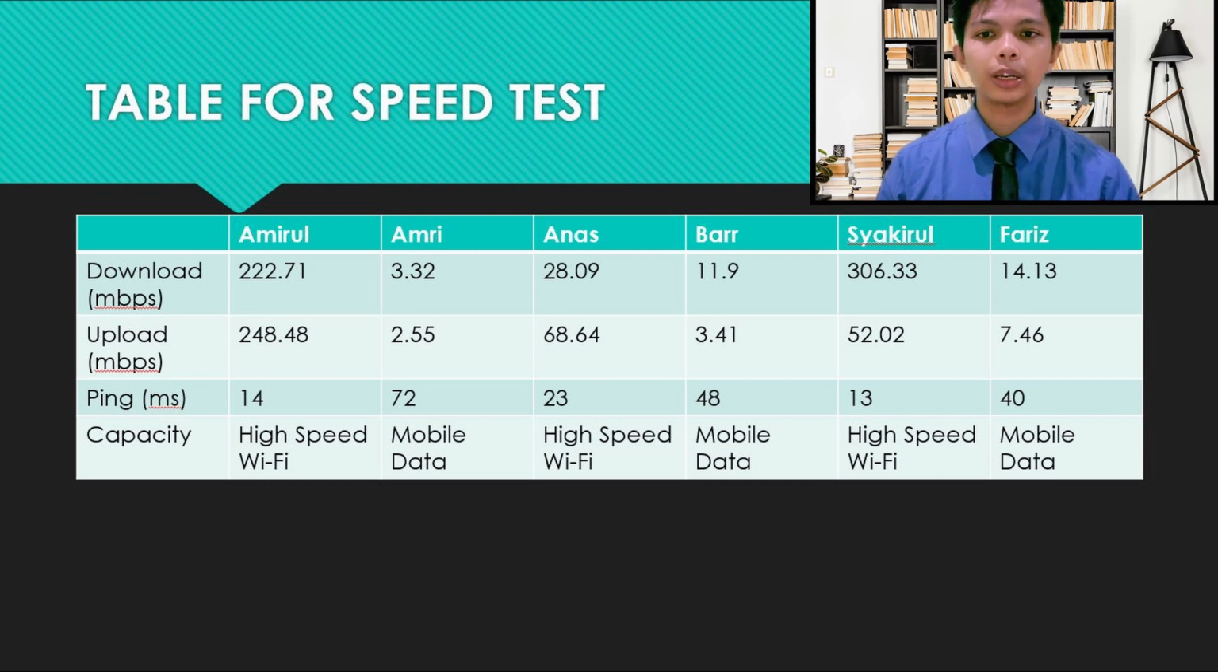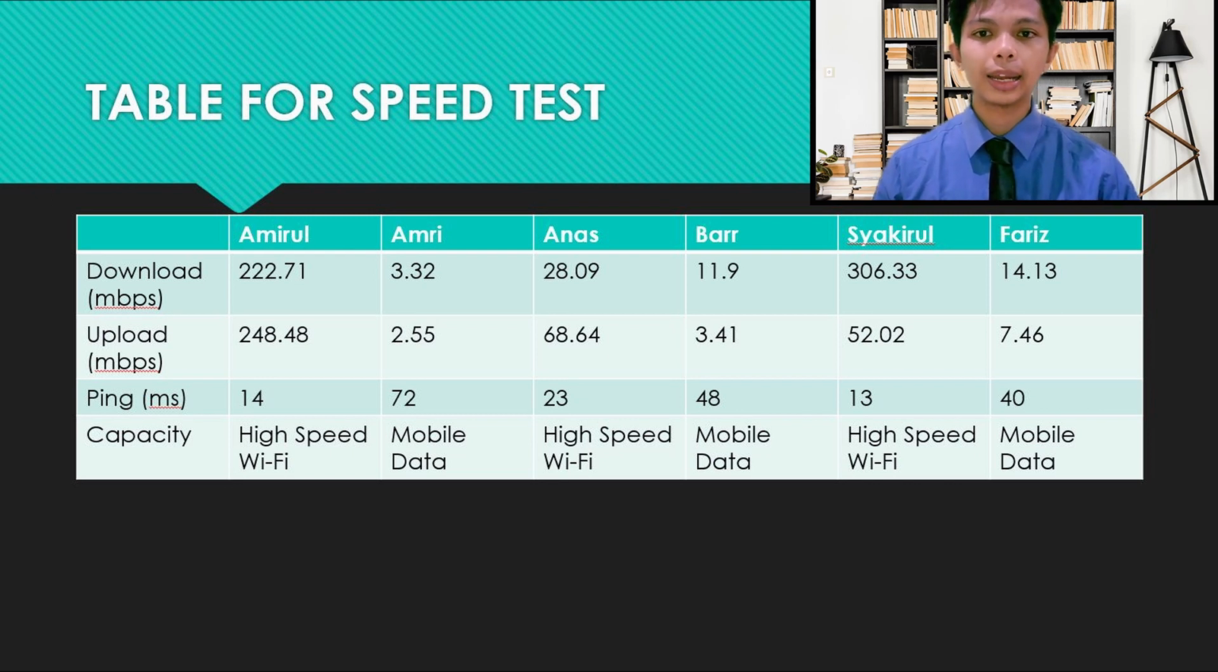Amri recorded his download and upload speed, which is only 3 Mbps and 2.5 Mbps respectively. The ping for his testing is 72 milliseconds, which he got using a tethering hotspot.